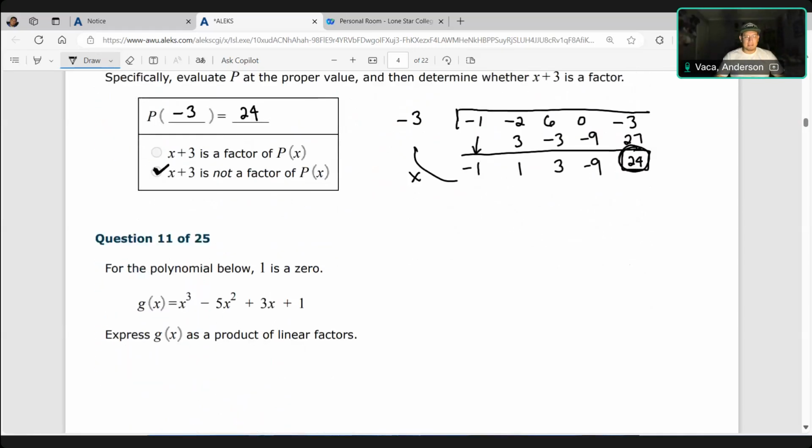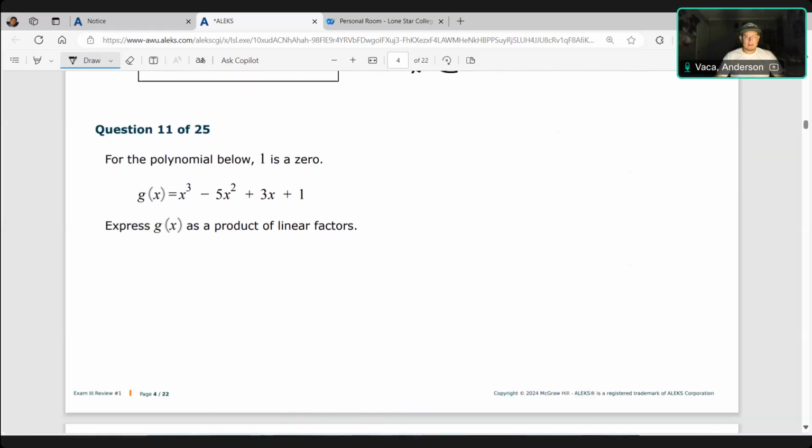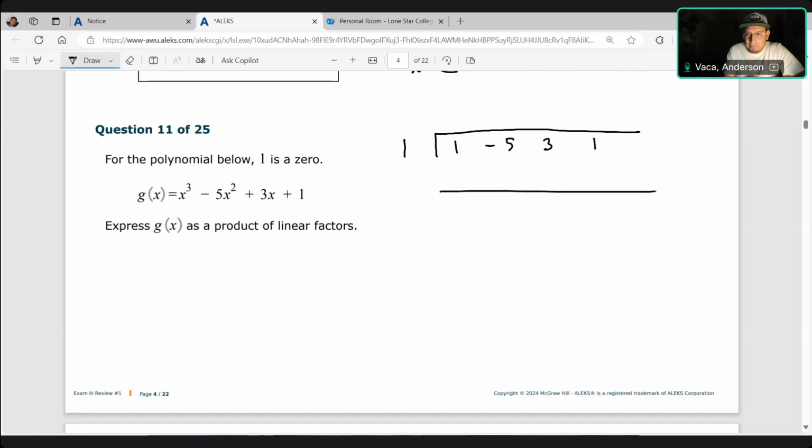All right, 11. For the polynomial below, 1 is a 0. Express the polynomial g as a product of linear factors. Okay, so how am I going to do this? They're telling us that 1 is a 0. That means that when it's applied in synthetic division, the remainder will be 0. I'm going to guarantee you this will be 0.